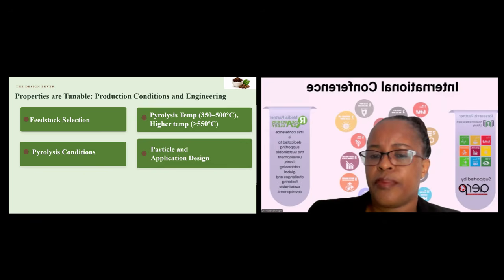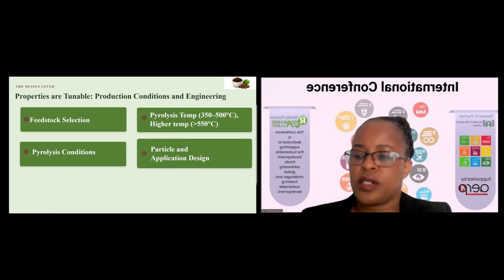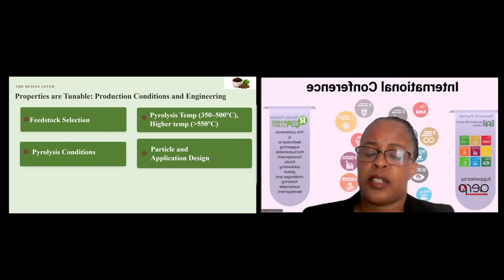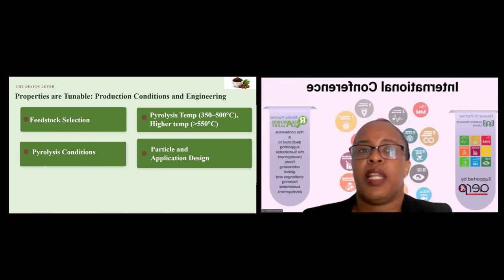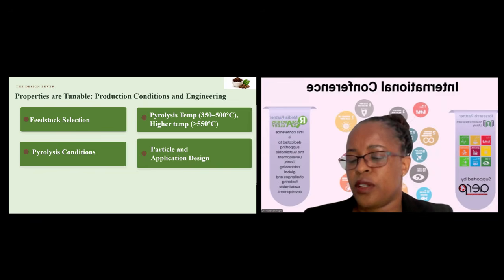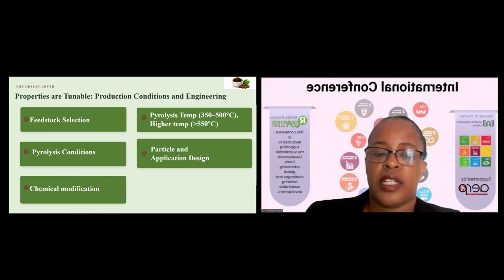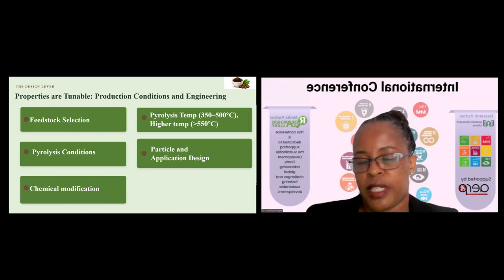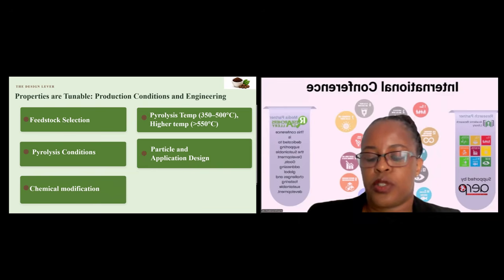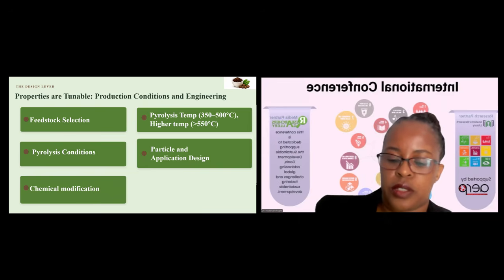So particle and application design. So particle size, you can either apply this biochar as a powder, or you can apply it as pellets, depending on the type of soil that you have. And then the chemical modification, you can actually add calcium directly to the biochar before application, so that it displaces the sodium, especially when you're dealing with sodic soils.